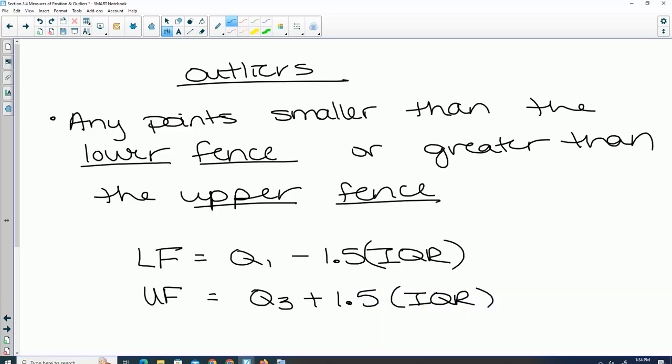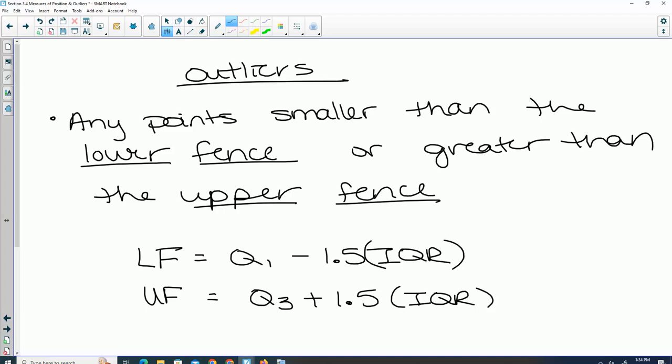So kind of the agreed upon cutoff is if your values are 1.5 interquartile ranges beyond that. So for the lower one, quartile 1 minus 1.5 IQR, upper one, quartile 3 plus 1.5 IQR. So basically we find those values and see if there's anything that falls outside of that window. Everything between those numbers is good, anything outside would not be.